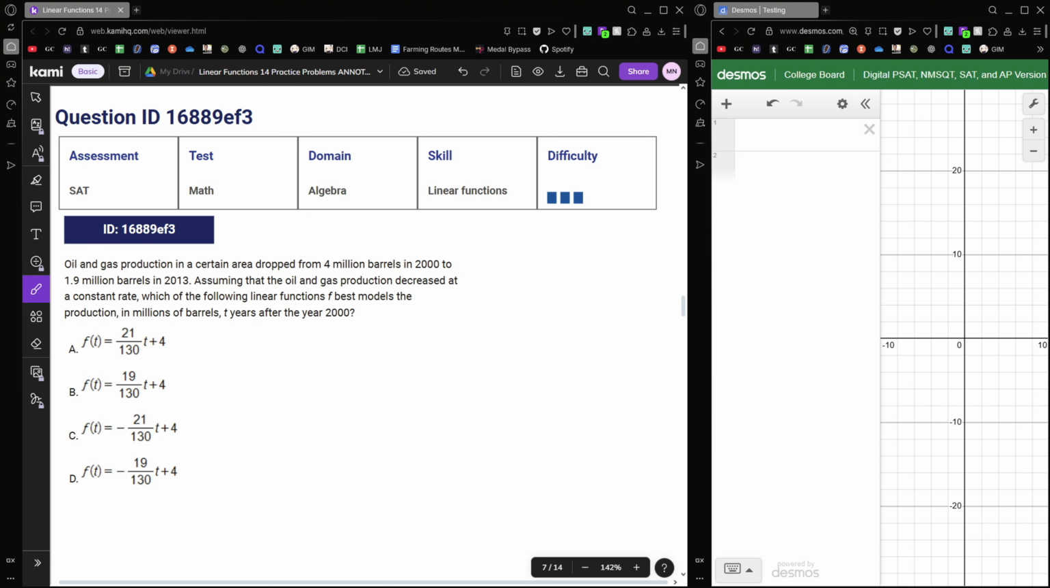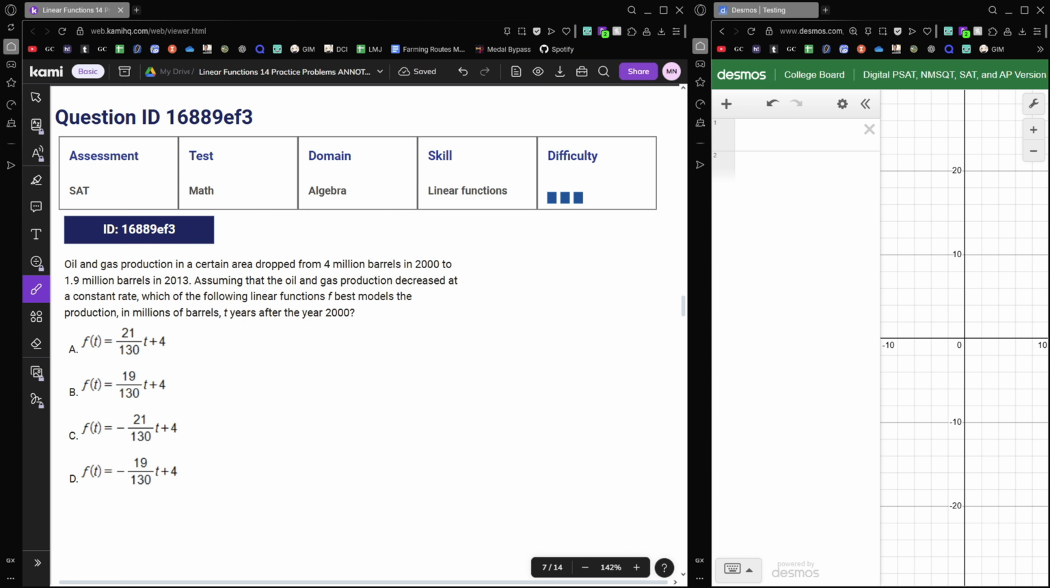Question number 7. Oil and gas production in a certain area dropped from 4 million barrels in 2000 to 1.9 million barrels in 2013. Assuming that the oil and gas production decreased at a constant rate, which of the following linear functions f best models the production in millions of barrels x years after the year 2000?